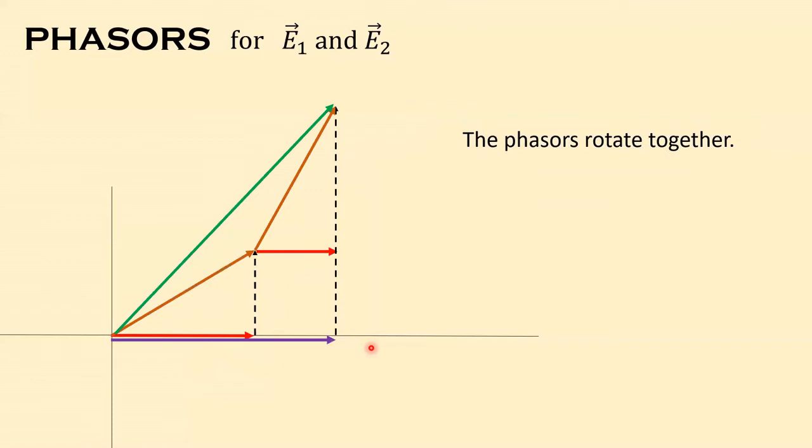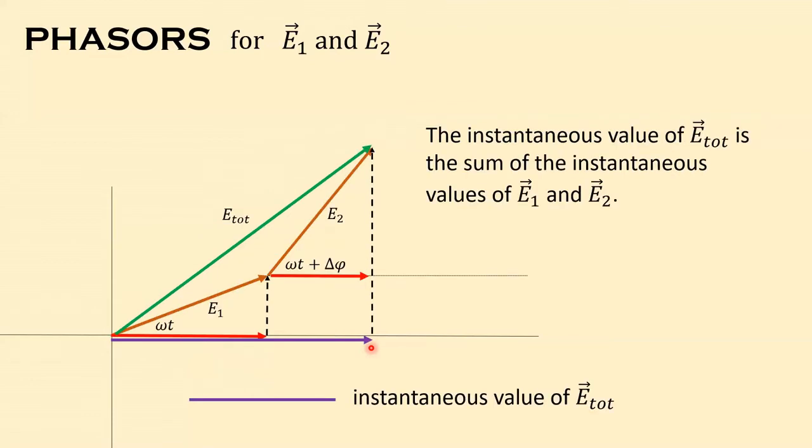Okay. So how does this picture change in time? Well, since both of the brown vectors are rotating at angular velocity omega, then their sum, E total, will also rotate, and it will look something like this.